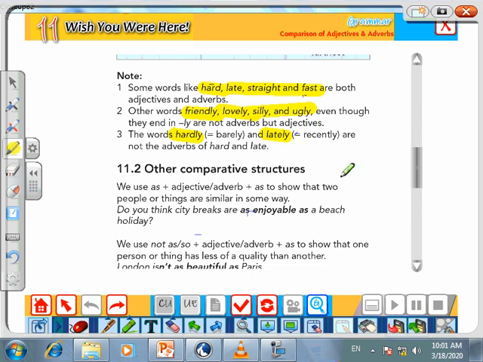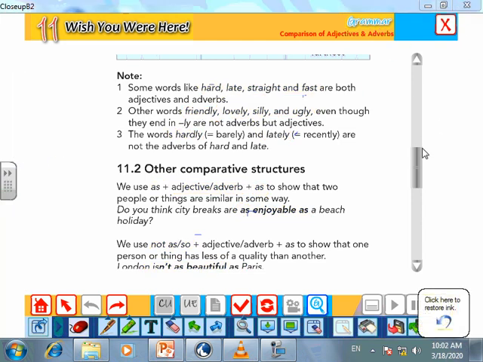And as I told you, if I'm going to compare two things that are similar, I use what? As plus adjective or adverb plus as, like here, as enjoyable as. And if they are not equal, I say not as or not so, and then the adjective, and then as. He isn't as beautiful as Paris, or London isn't so beautiful as Paris.